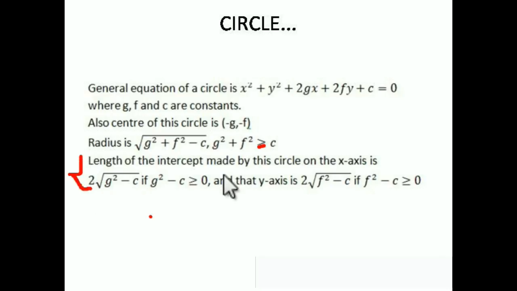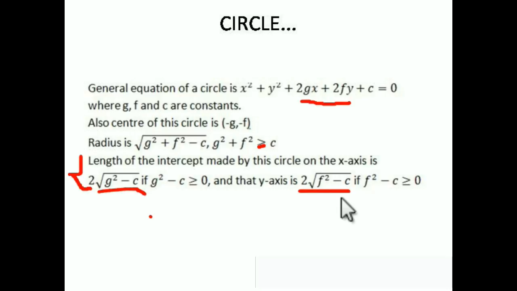Length of intercept made by the circle on the x-axis: on the x-axis the intercept is 2 square root of g square minus c, and on the y-axis it's 2 square root of f square minus c. F, G and C are all known from the basic equation of the circle. Okay, please remember these things. We are not going into the derivation, but just remember this. This is going to be used in the sums. So, 2 square root of g square minus c and 2 square root of f square minus c are the intercepts made by the circle on the axes.